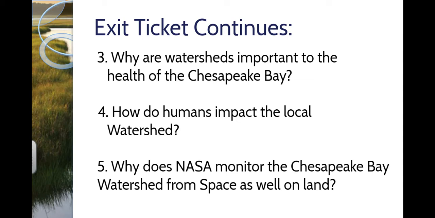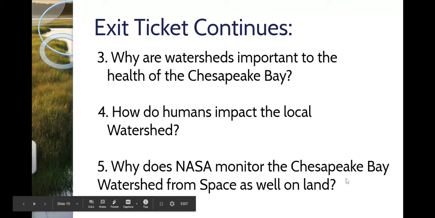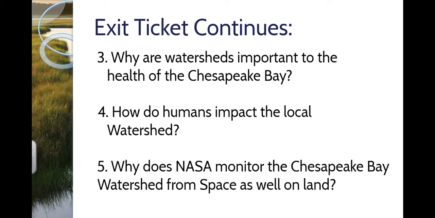Ms. Smith, can you read number 4? Okay, so how do humans impact the local watershed? So think about the impact you have on the watershed. When you think about that word impact, right? What do you do that could either help or harm the watershed, the land that you live on that flows back into the bay? So in essence, questions 3 and 4 go together.